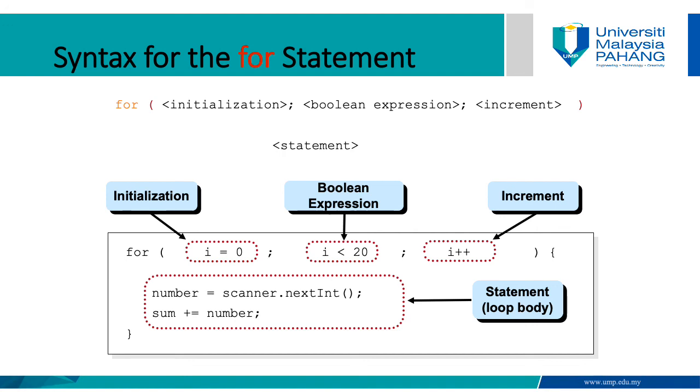So when i equals 19, it will still continue the calculation. But when i equals 20, it will stop the calculation and exit the for statement.